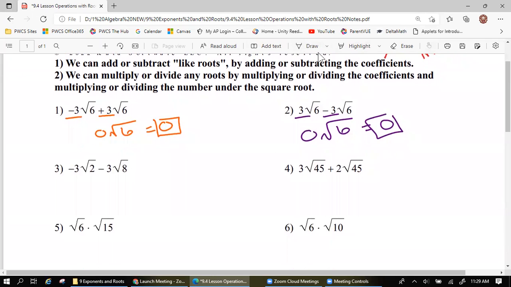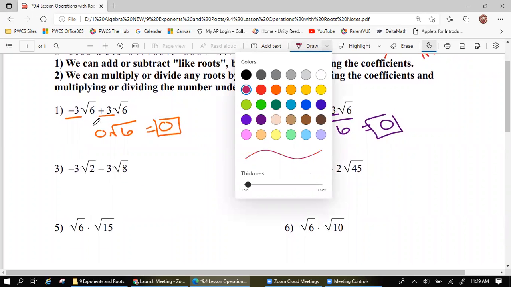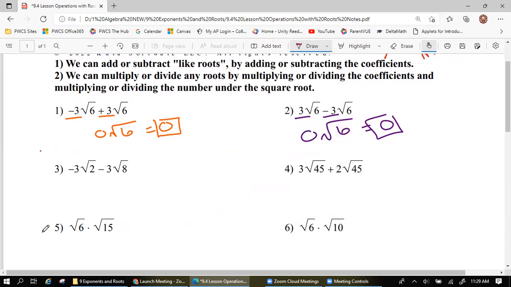It's possible that the roots aren't the same, and you can simplify them in order to add or subtract. So here I have a square root of 2 and a square root of 8. I can't subtract right now because they're not the same. It's like x and y, but I can simplify the square root of 8. Remember, we simplify by dividing by a perfect square. So the biggest perfect square I can divide 8 by is 4. 4 times 2. And so we know the square root of 4 is 2, and then the square root of 2, we just leave like that.